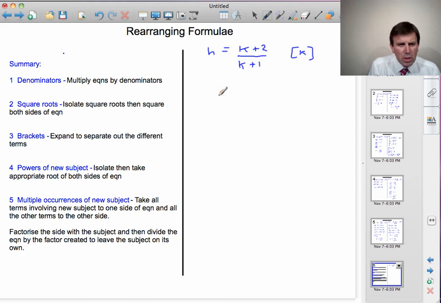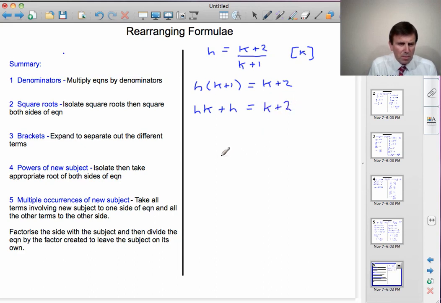Well, here we're using some of the earlier sections. First of all, we've got a denominator, so let's get rid of that. H multiplied by k plus 1 is equal to k plus 2. Now we have a bracket, let's get rid of that. HK plus H is equal to k plus 2.